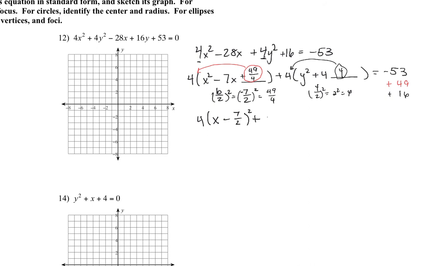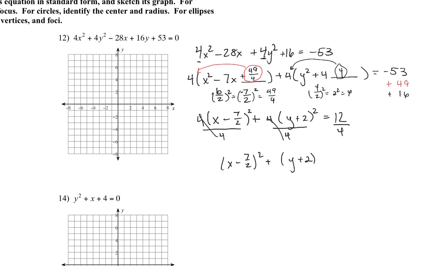Squared plus, bring in 4 again. This time it's going to be y plus 2, all squared again. That's going to be equal to just 12. Now, the last step is to divide that number out front. And this is only for the circle. Basically, we want to just have it x minus 7 over 2 squared plus y plus 2 squared equals just 3. And I'll leave it like this, right?